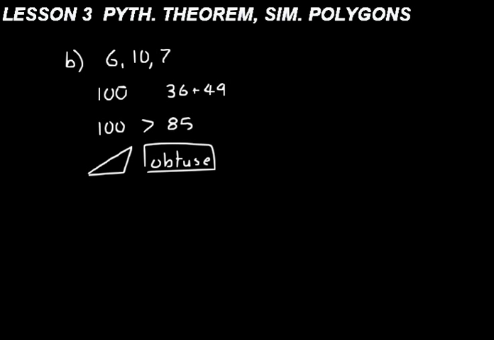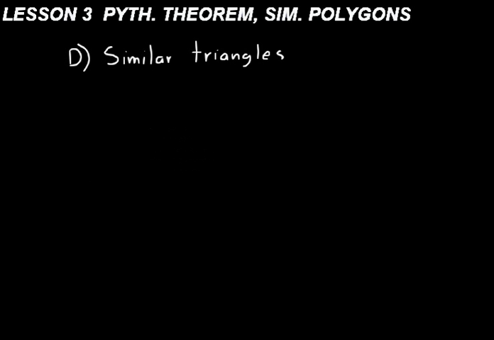Obtuse. If c squared is greater than a squared plus b squared, that means that side is longer than it would be if it was a right triangle, so it must be obtuse. It's just another application of the Pythagorean theorem. Let's go on to part D. I'm skipping part C for right now because I think it's better to explain a similar triangle first. We can use that to understand similar polygons.